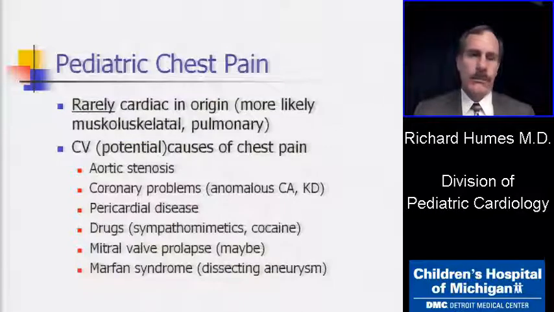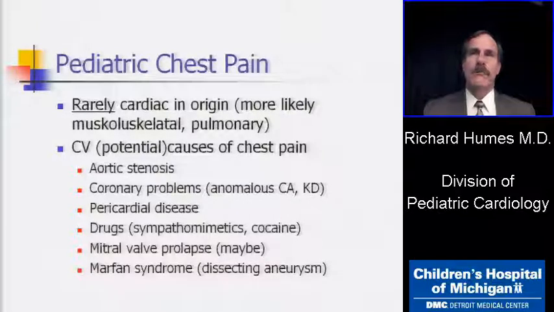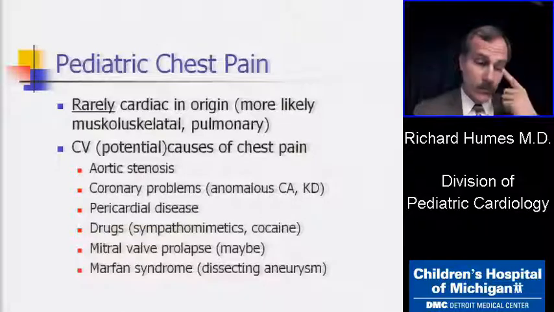Now, if you were to look at this from the cardiologist's perspective and look at the potential cardiovascular causes of chest pain in children, you come up with this fairly short list: aortic stenosis, possible coronary problems, including anomalous origin of a coronary, or perhaps a patient who's had previous Kawasaki disease. Pericardial disease is a real possibility for chest pain. Also, use of often illicit drugs can produce some coronary artery spasm and can create a coronary type chest pain.